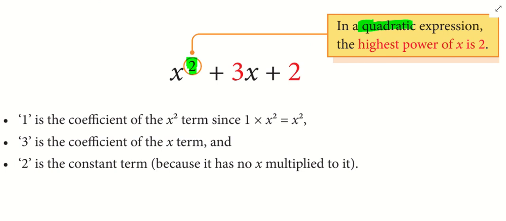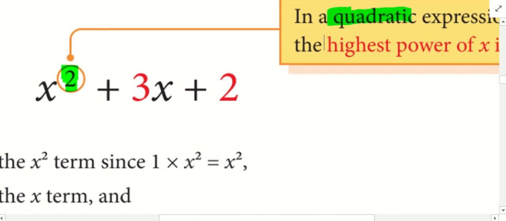Okay, like I was saying, in a quadratic expression, the highest power is a power of 2, as you can see on the screen now. Now, let's take a look. 3x squared, what is the power for x here? X squared, the power is 2. But 3x, what is the power for x over here? Not 0, but you don't see anything? Yes, there is an invisible 1.